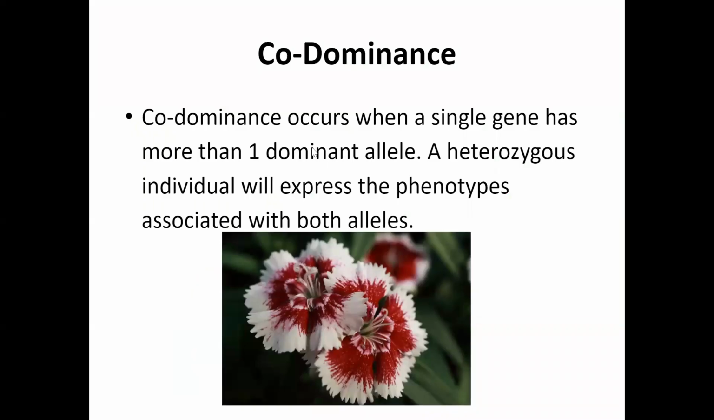All right, the second type is codominance. Codominance occurs when a single gene has more than one dominant allele. A heterozygous individual will express the phenotypes associated with both alleles. So one is not going to be expressed over the other, and there's not going to be a blending, but both are going to be expressed at the same time.